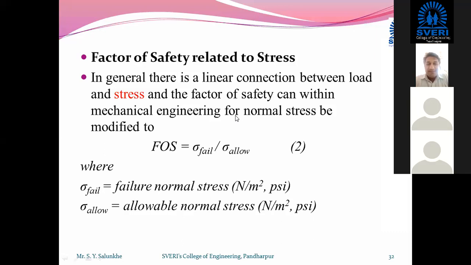Tensile stress and compressive stress. Tensile stress and compressive stress and, sir, shear stress. Normal stress, right? Tensile or compressive are called normal stresses.